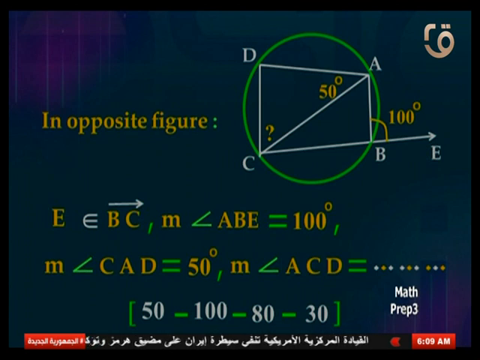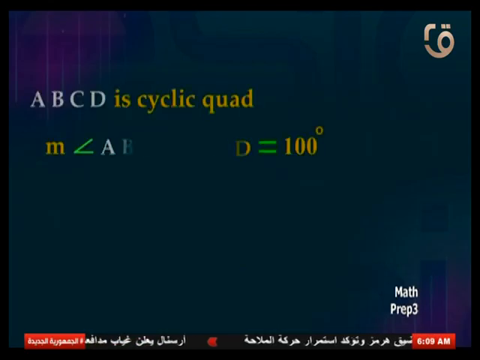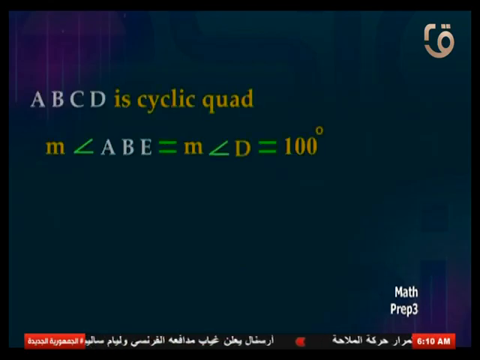First of all, when you look carefully at such a problem, what about the figure ABCD? Yes, the figure ABCD is a cyclic quadrilateral. So measure angle ABE equals measure angle D equals 100 degrees, as the measure of the exterior angle equals the measure of the interior angle at the opposite vertex in the cyclic quadrilateral.